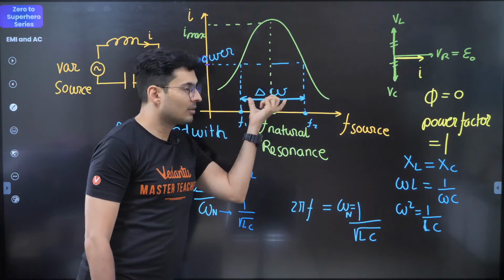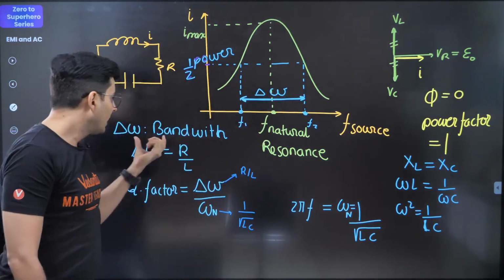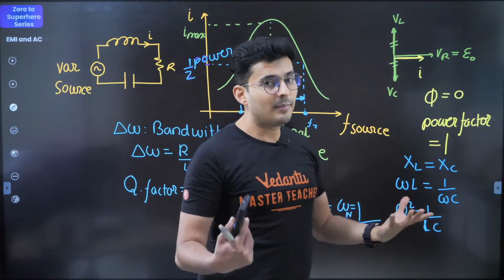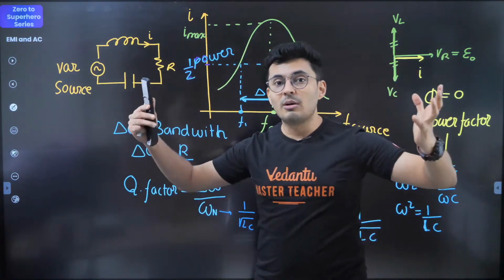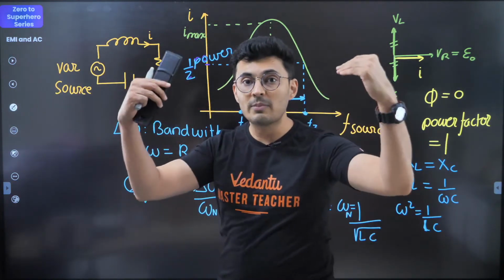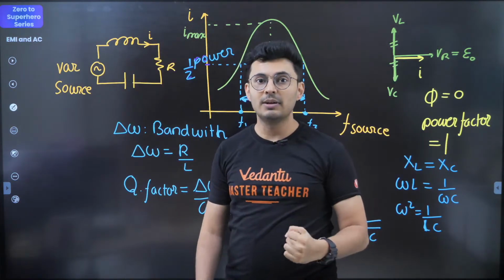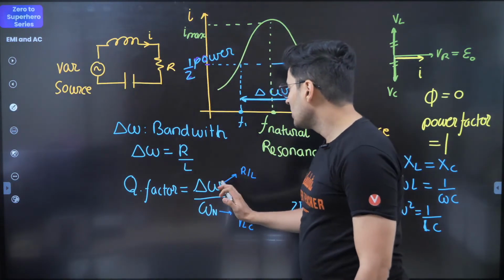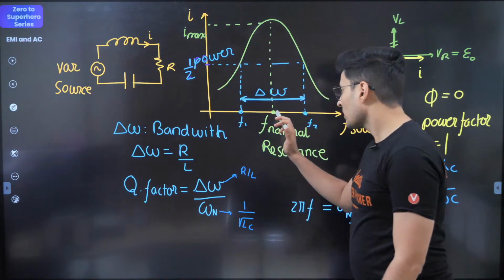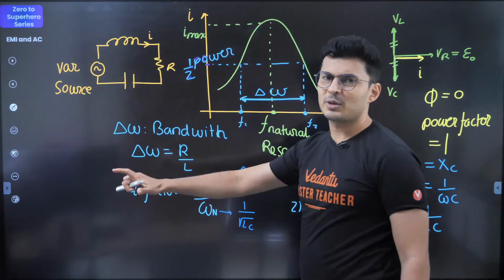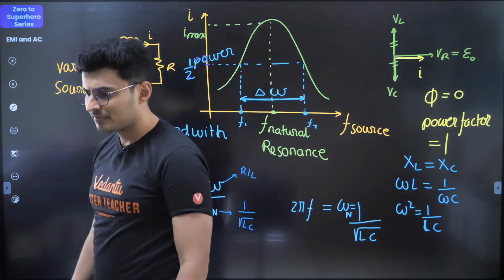This range, the width of the frequency, is called the bandwidth. So an LCR circuit always has a bandwidth. That bandwidth tells you how much frequency range you will get in which at least 50% power is delivered in that circuit. The bandwidth divided by the natural frequency is also called the Q factor. There could be direct questions on that, as simple as that.